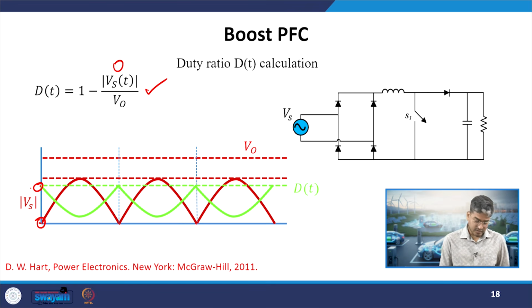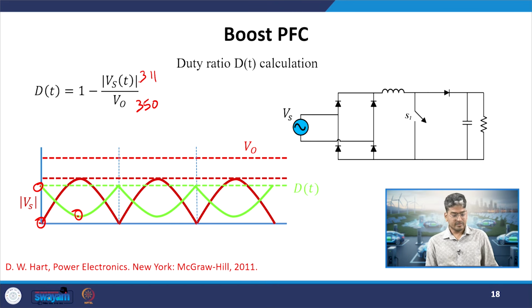Now, near the peak value, what will be the relation over here? The output voltage will be somewhat higher. Suppose it is 350, while the peak is 311. So, what will be the duty ratio? It will be nearby 0. So, it will be close to 1 at the zero crossing, and at the peak value it will be nearly 0.